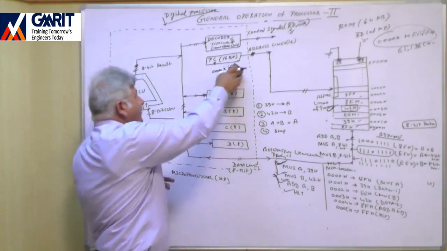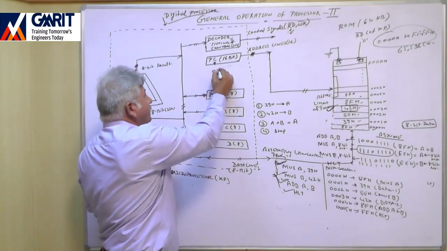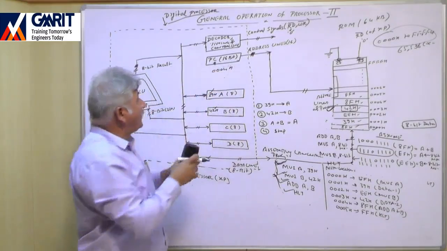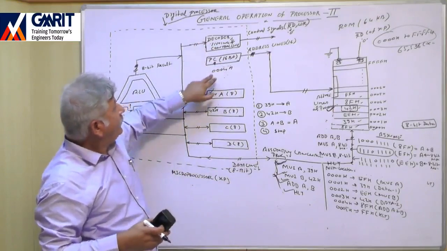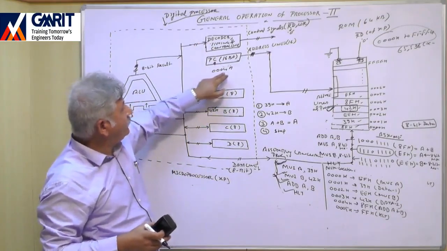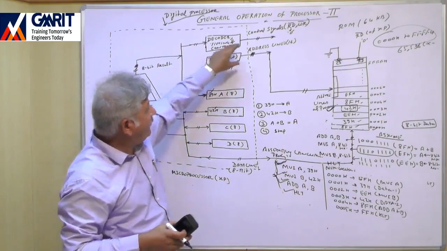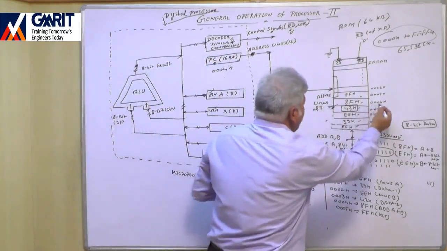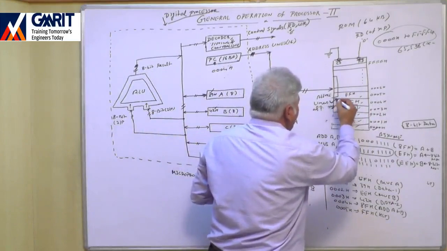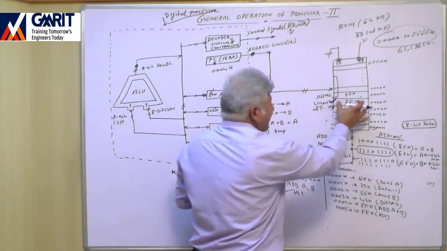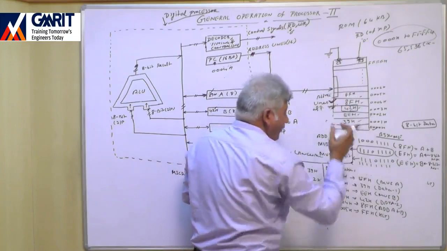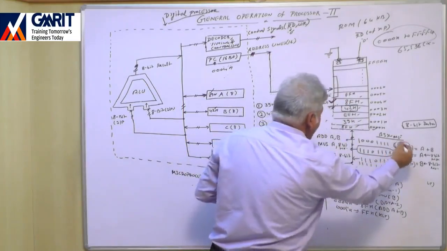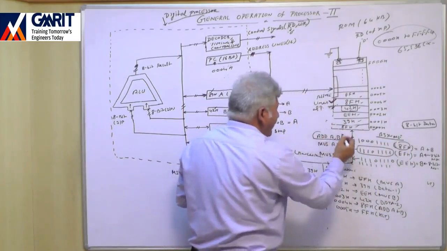After this, again PC will be incremented by 1, 0004. So PC is always incremented by 1. After this, this 0004 address is available over the address line. Due to this, this memory location will be activated. The content here is 8F. The meaning of this binary pattern 8F is add A and B.